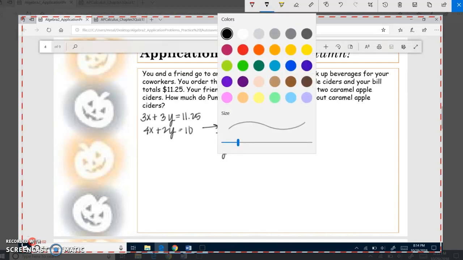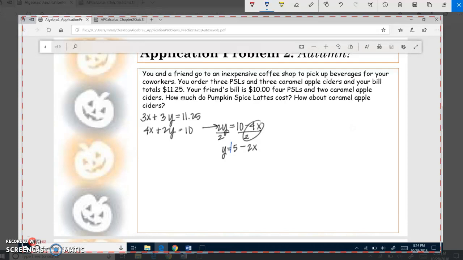At this point, using substitution, what I want to do is to take this expression for y and replace the expression for y in the original problem. So it will look like this then. 3x plus 3, and then inside of this expression I've got 5 minus 2x is equal to 1125. So then I'm just going to multiply out in here. 3x plus 15 minus 6x is equal to 1125.